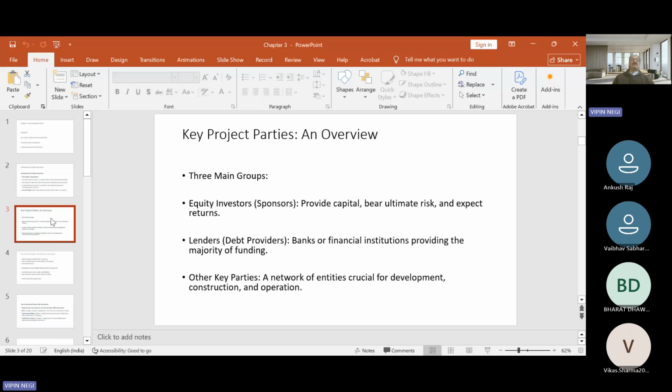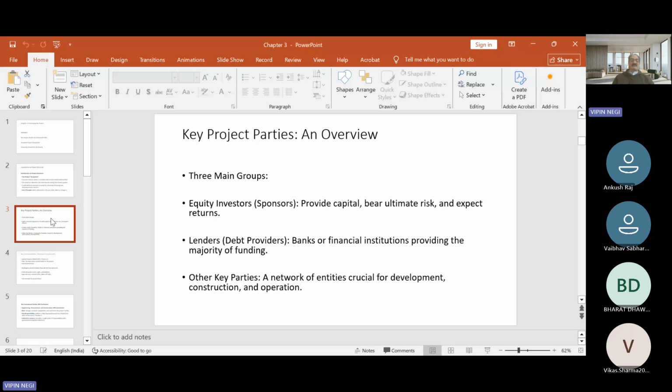Then the government is also a very important part of the contractual parties we are talking about. The government is a key project party, especially in the case of infrastructure projects implemented under public-private partnership. It provides a concession to the SPV to set up the project and ensures that a proper legislative and regulatory framework exists, which allows the concerned SPV to compete in a level playing field environment.